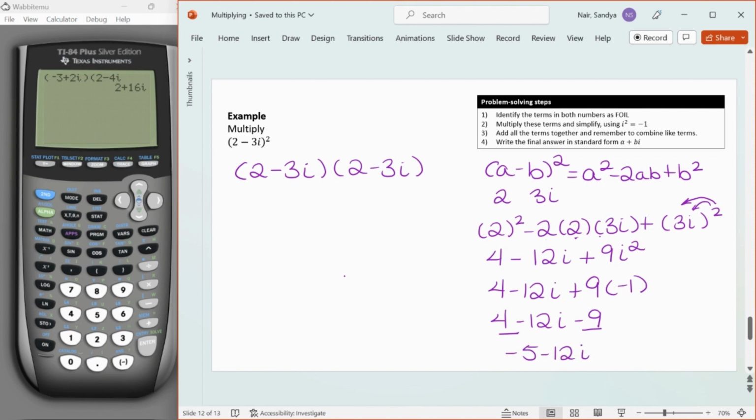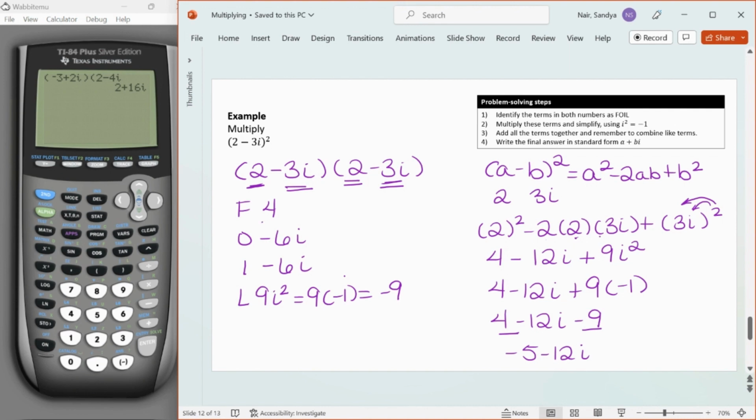So you can get the same result also if you do FOIL. So if we do first times first, 2 times 2 is going to give me 4. Outside, we have 2 times negative 3i, so that's going to be negative 6i. Inside is going to be negative 3i times 2, which is negative 6i again. And then last, we have negative 3i times negative 3i. Well, that's going to be 9i squared. 9i squared, we already saw, was 9 times negative 1, which is negative 9.